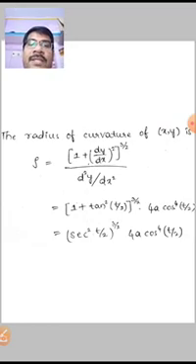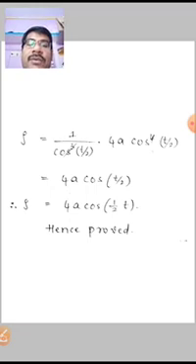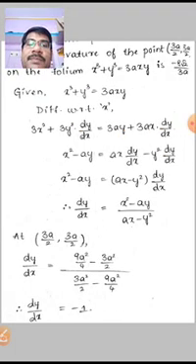The radius of curvature at any point x comma y is rho is equal to 1 plus dy by dx whole square whole to the power of 3 by 2 divided by d square y by dx square. We substitute here. We get this result: rho is equal to 4a cos t by 2. That is, rho is equal to 4a cos half t.